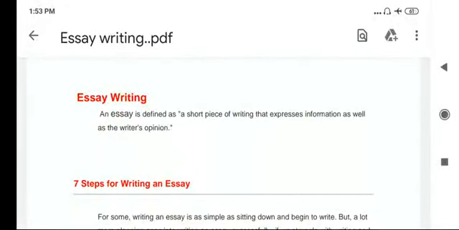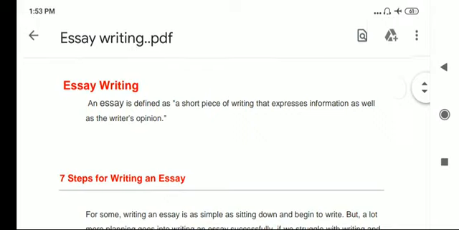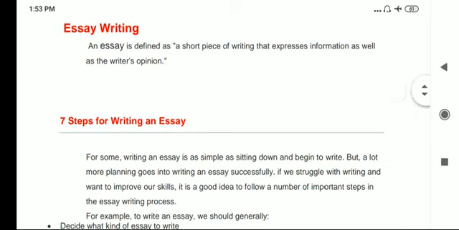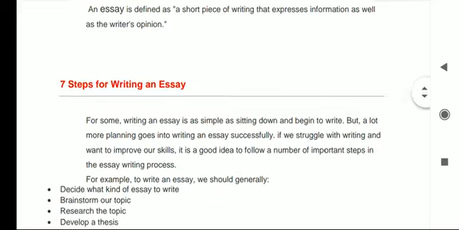Our today's topic for discussion is essay writing. Dear students, an essay is defined as a short piece of writing that expresses information as well as the writer's opinion. Seven steps for writing an essay.